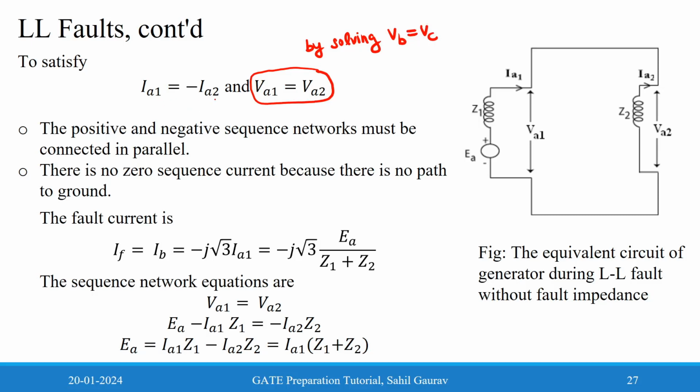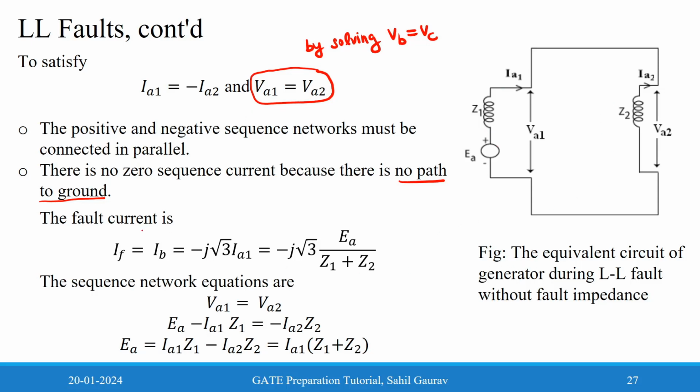So the first we got from the symmetrical component equation that IA1 is equal to minus IA2. So to satisfy both these equations, we can make the equivalent circuit diagram during line to line fault. So the positive and negative sequence networks must be connected in parallel because this VA1 is equal to VA2, and there is no zero sequence component current because there is no path to ground. So VA1 is equal to VA2, we can see here, and IA1 is equal to minus IA2. So we will connect in this way.